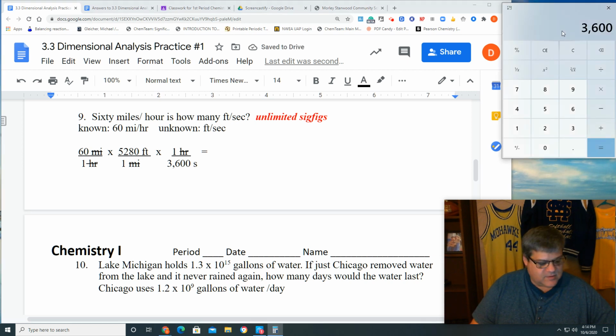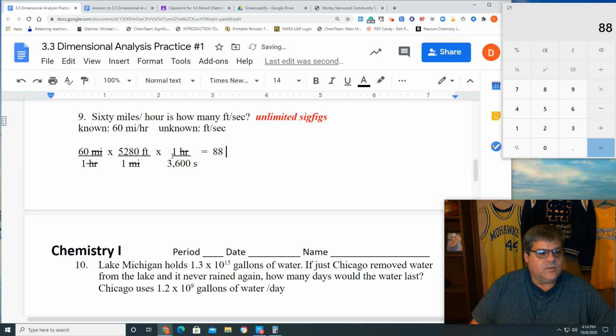So let's go back over here to the problem, and we'll clear that off. We're going to start off with our 60 divided by 1, which we don't have to do. We're going to multiply that by 5,280, which is this number right here. And then we're going to divide by 3,600. Hit our equals, and we end up with 88.